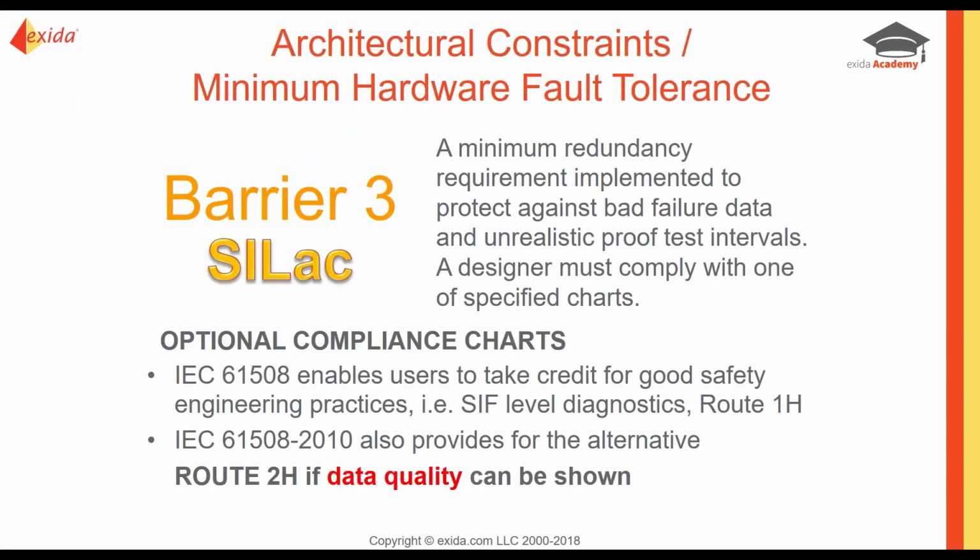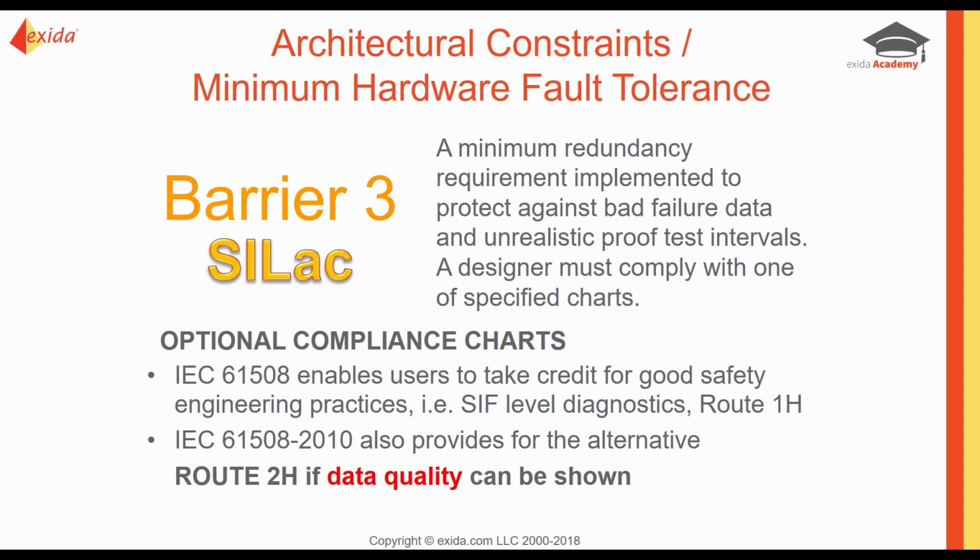Now let's look at what they are. Architectural constraints is really the sum of the number of devices required for voting and the number required for hardware fault tolerance, or HFT, if you might have heard. It's really redundancy. There are two ways that this can be done by the standard. The original standard, IEC 61508, came out with safe failure fraction, and you might have heard of that before. It enables you to take credit for good engineering practices. You're doing the right things.